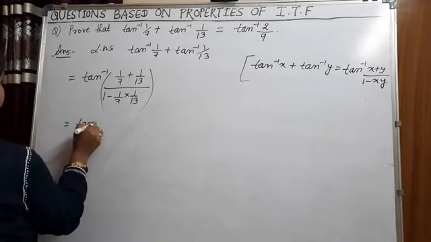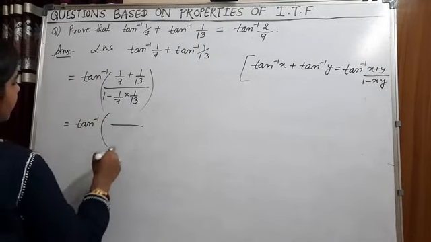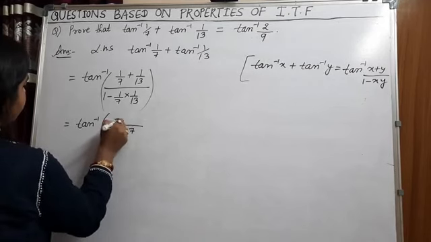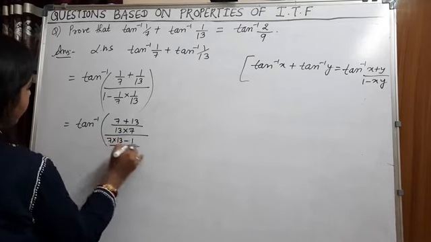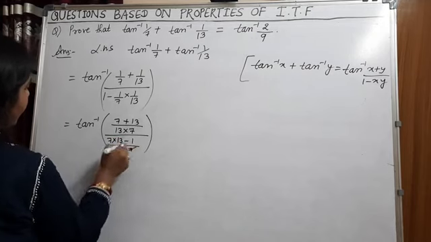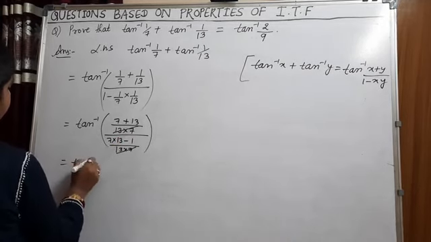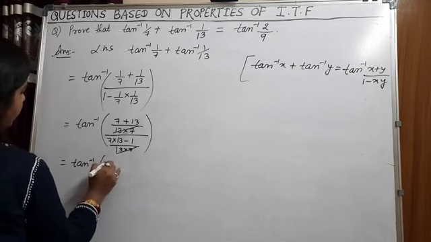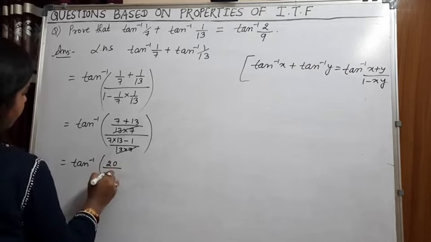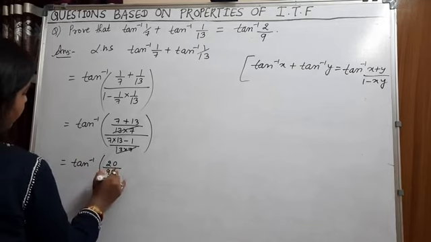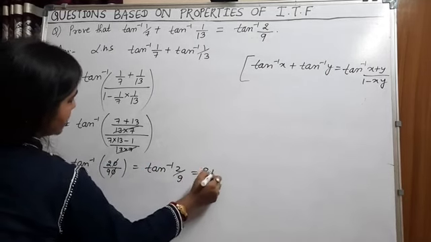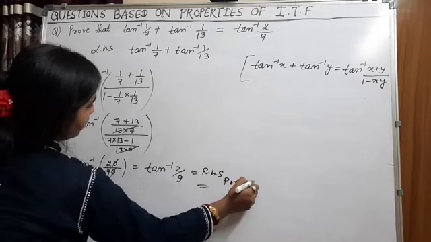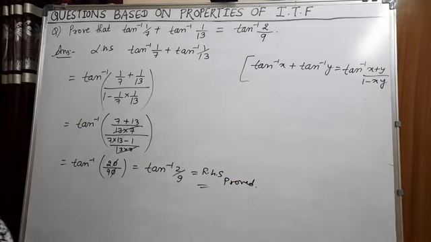Now it is tan inverse, we'll calculate it. So 7 plus 13 divided by 7 into 13, over 1 minus 1 by 13 into 7. So we can reduce, and it is tan inverse 20 by 90. So we are getting here tan inverse 2 by 9, and this is our RHS. So this is the way to use properties, and by using a property we can solve questions.